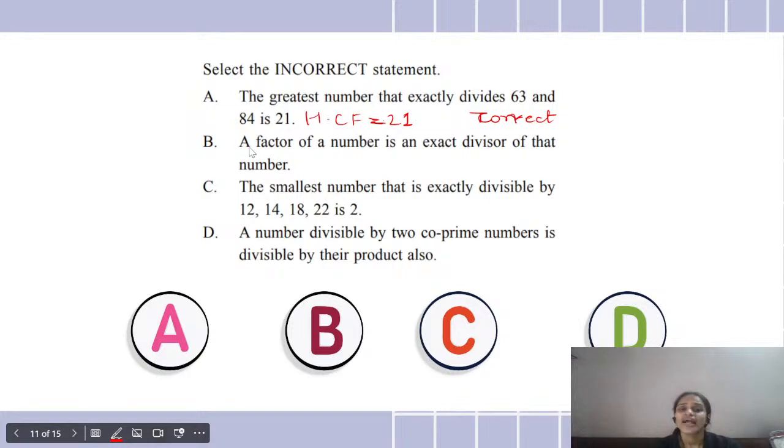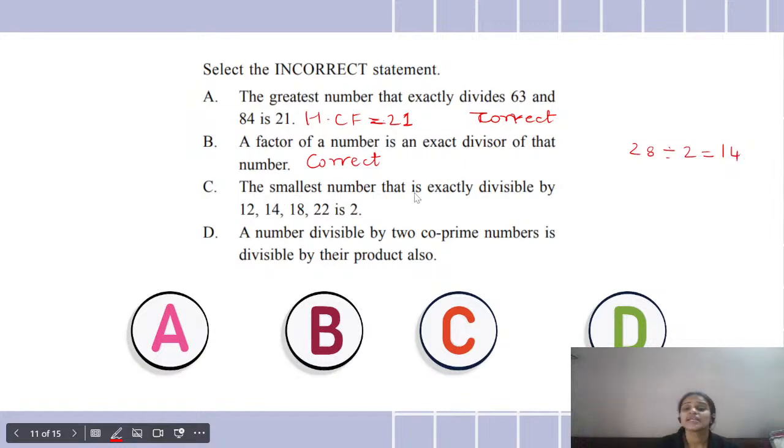A factor of a number is an exact divisor of that number. Right? If we have any factor, then it is exactly divisible. It exactly divides that number. So if I take 2, 2 is a factor of 28. Why? Because it can exactly divide 28 into equal parts. So this statement also is correct.